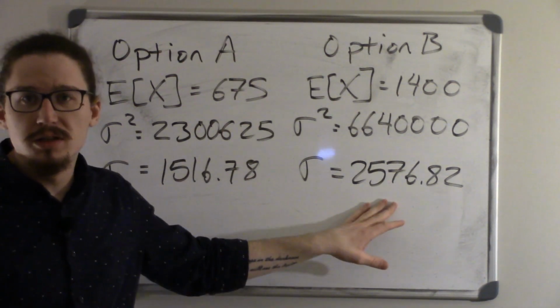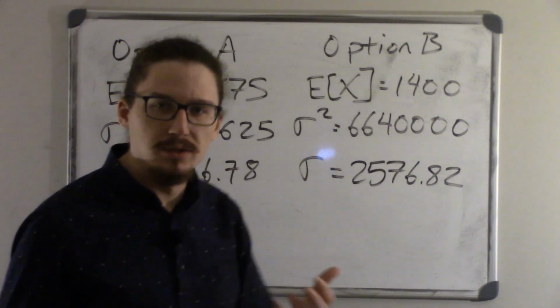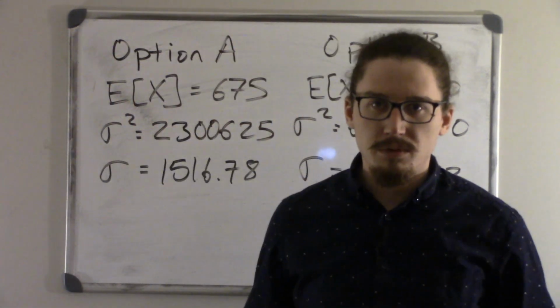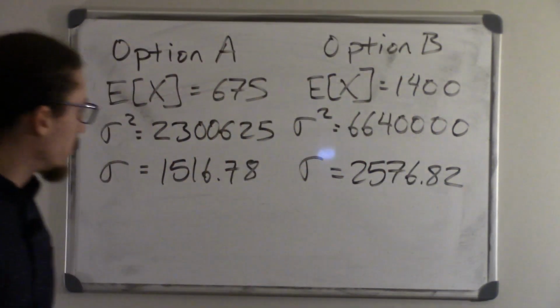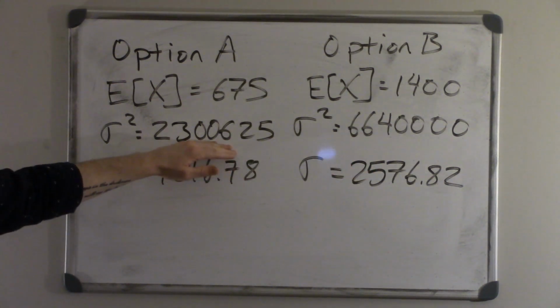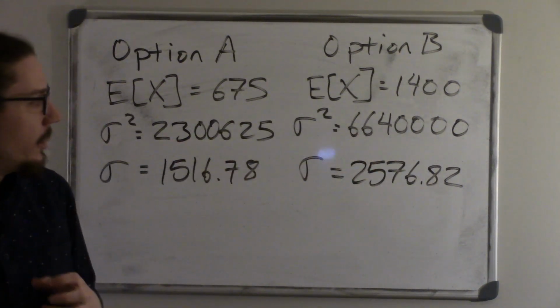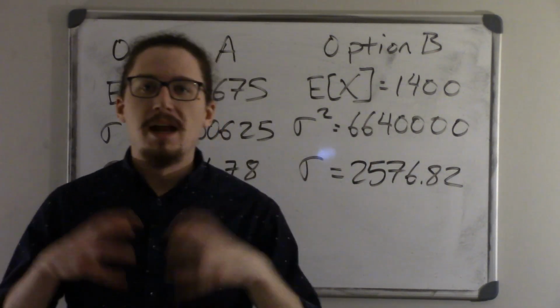All right, then looking at the variances, and really probably the easier thing to do is to look at the standard deviations, because it puts it into a little bit more understandable format, in my opinion. So that's what we're going to look at. You can look at the variances and say, well, option A has a much lower variance than option B.